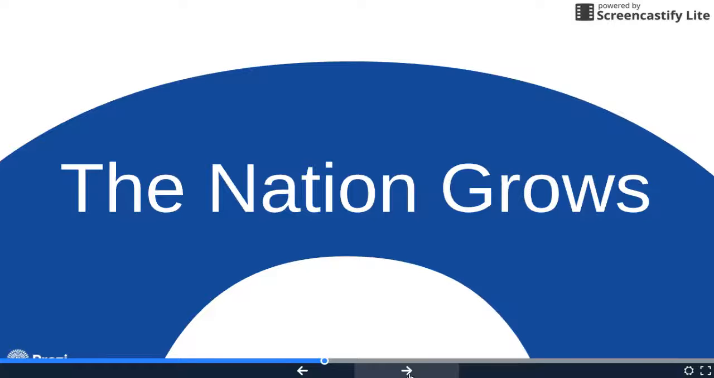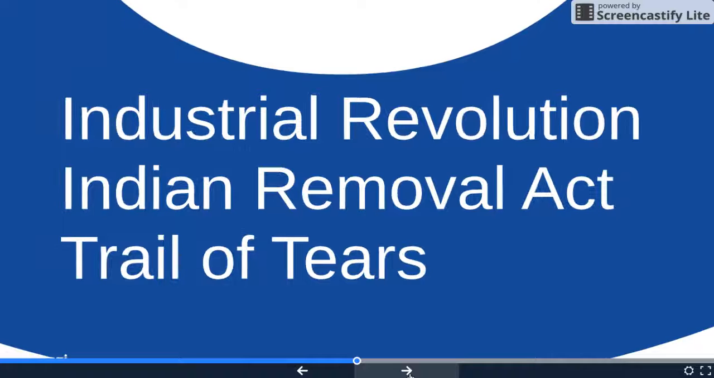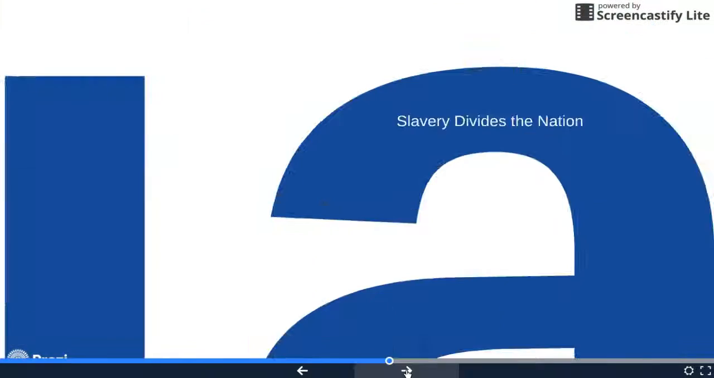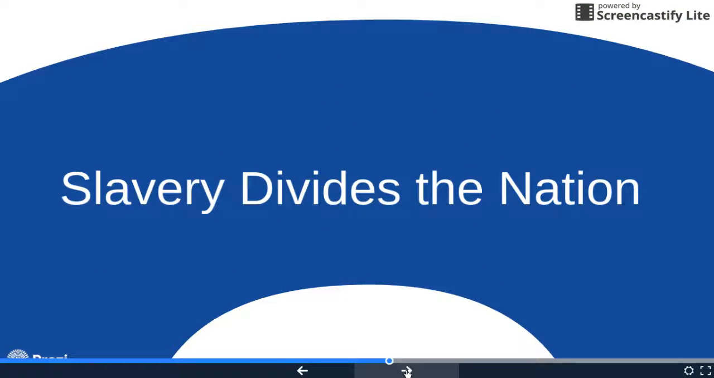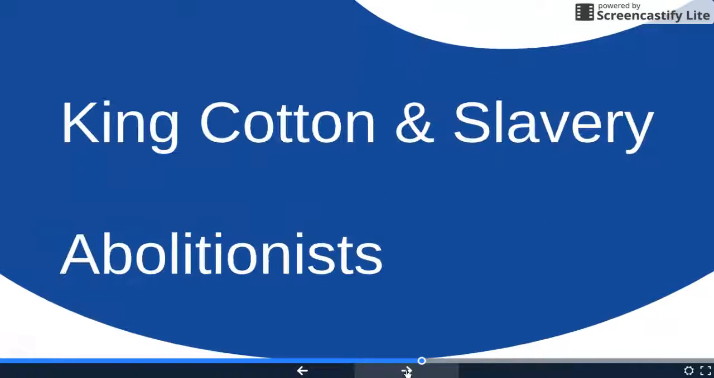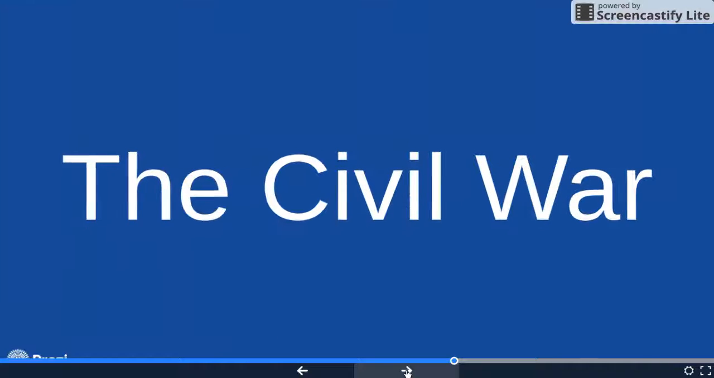After that, we'll head to the growing nation. The nation grows, and with the nation growing, we'll be talking about the Industrial Revolution, the Indian Removal Act, and Trail of Tears, as well as other topics. This will ultimately lead to slavery dividing the nation. When we're discussing slavery dividing the nation, the growing tensions between the North and the South caused by the industrialization. And this will ultimately lead to King Cotton and slavery, as well as the abolitionists who were fighting against the spread of slavery. And ultimately, the Civil War.